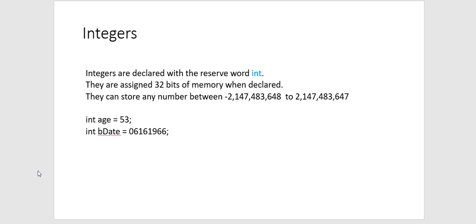Because of this amount, that means they can store a value between negative 2,147,483,648 to 2,147,483,647. So anywhere in the range is a valid thing that you can store into an integer. Now, you might be asking, why such odd numbers? Well, let's think about it for a second.